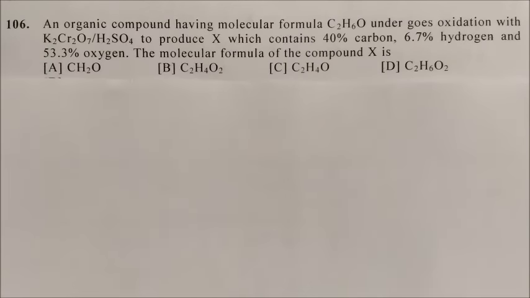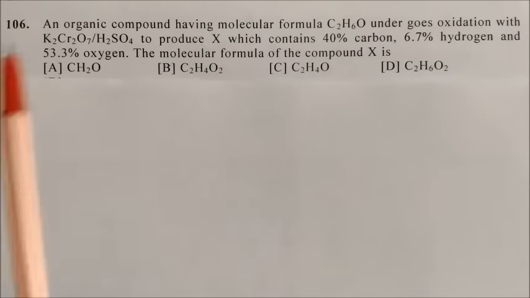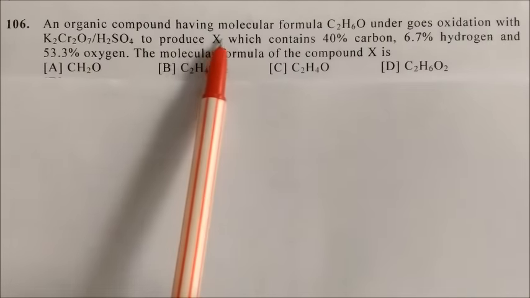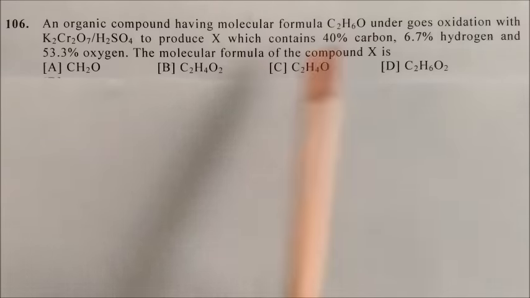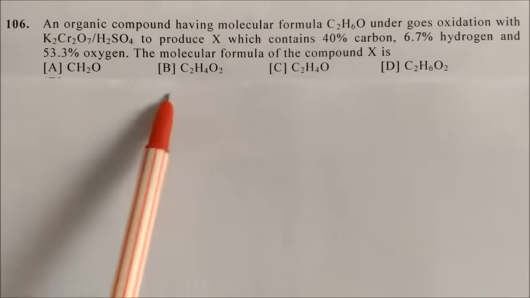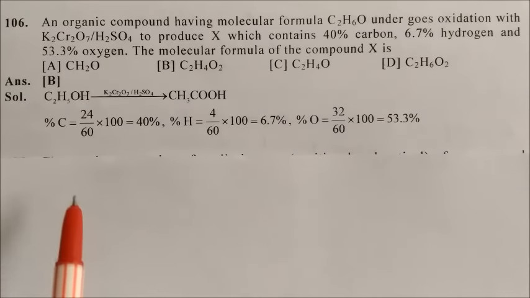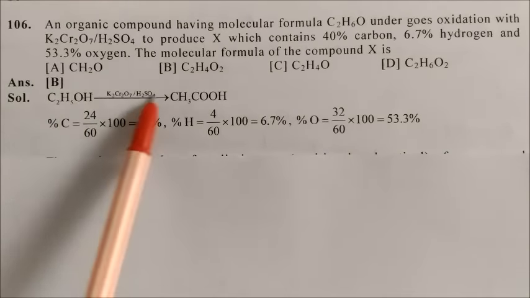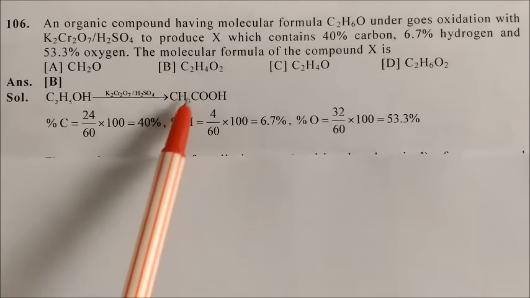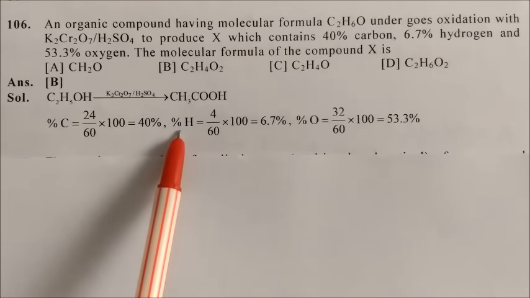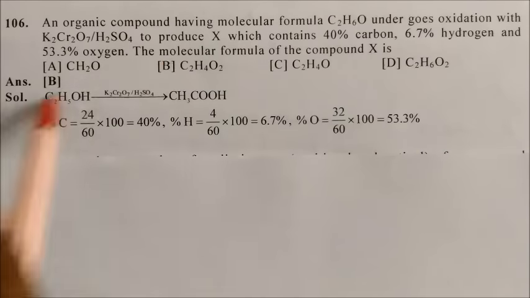So from this example it is clear, this compound is an alcohol, so it can be ether also, but alcohol will undergo oxidation with K2Cr2O7, so it will form acetic acid. So most probably the compound will be your acetic acid, means B. This is the formula of acetic acid. So let us see the mechanism. So this is the ethanol, and if you give oxidation with the potassium dichromate, it forms acetic acid. And if you take the percentage of carbon, hydrogen, oxygen, carbon will be this percentage, hydrogen will give you this percentage, oxygen will give you 53.3%. That means the answer is your B.